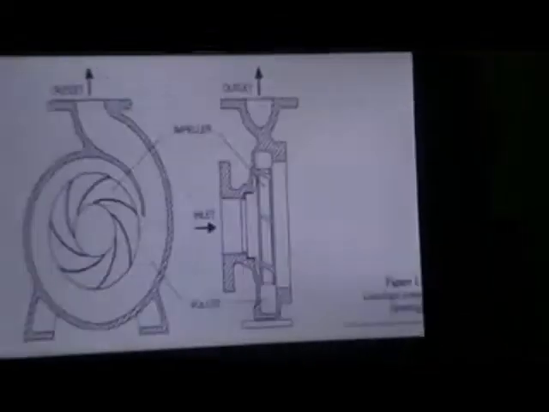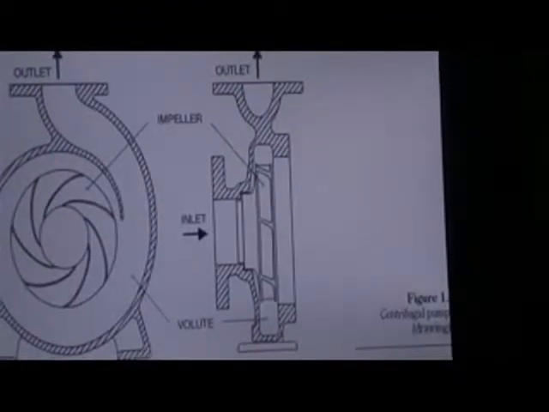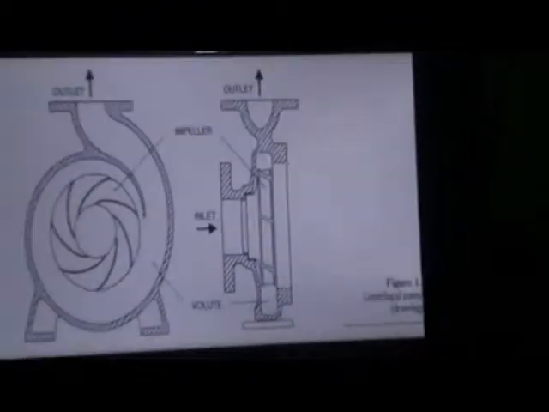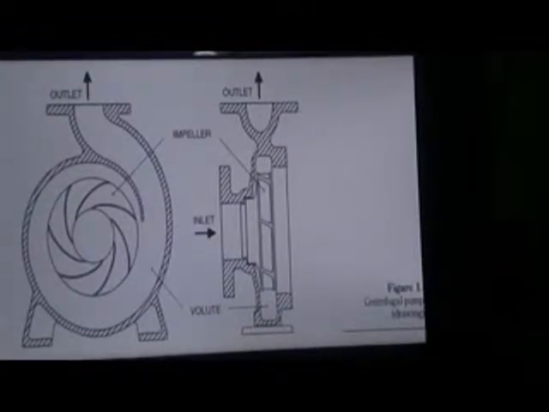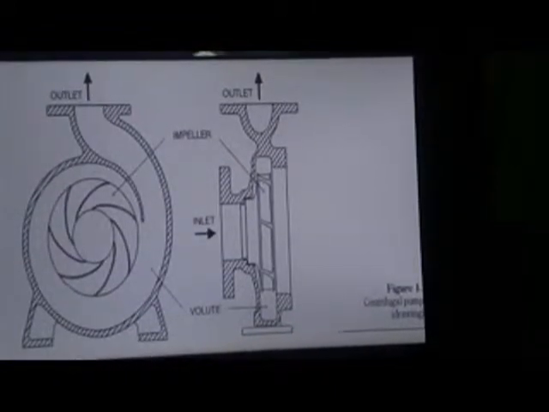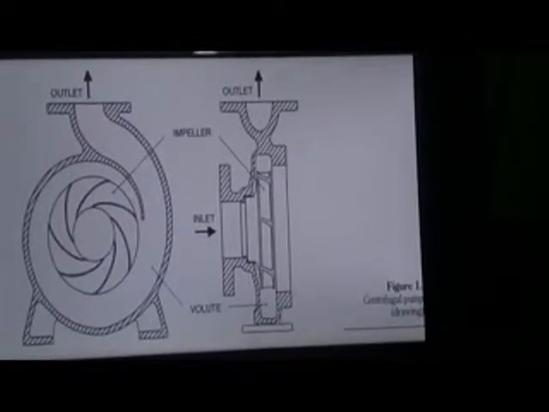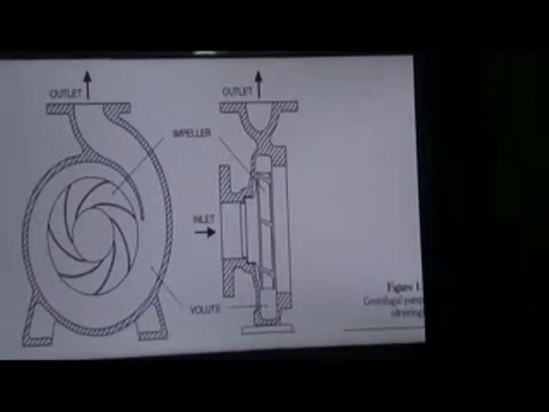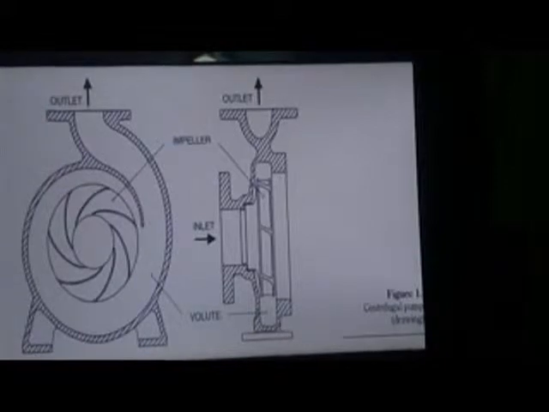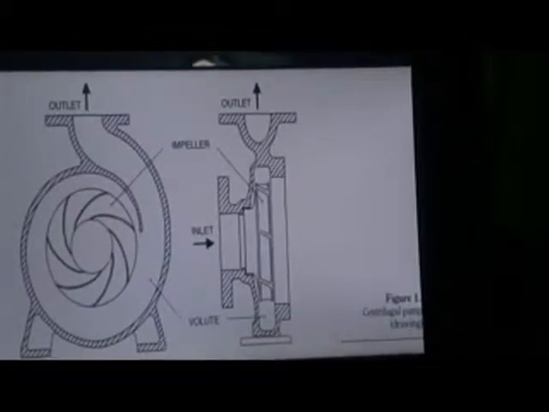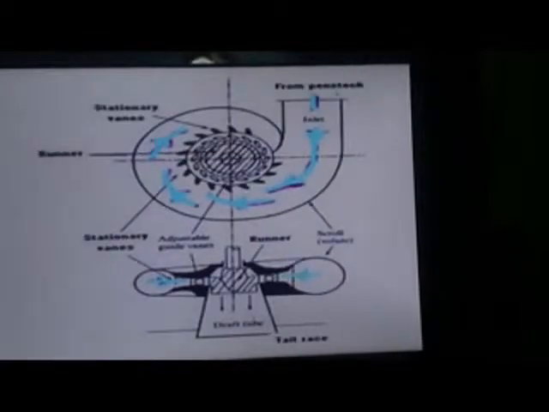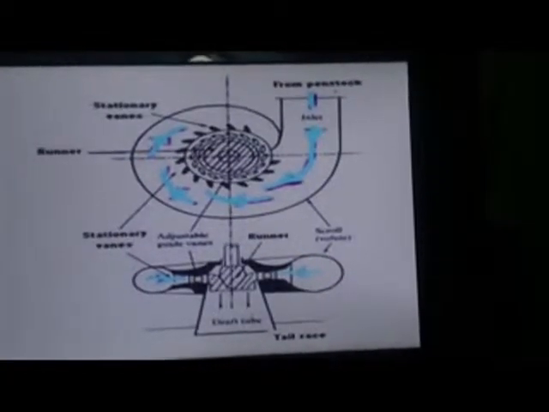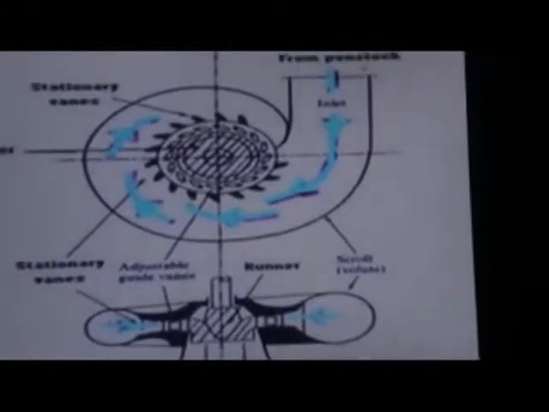Radial flow turbo machine: when the path of flow is wholly or mainly in a plane perpendicular to the axis of rotation, it is termed as radial flow turbo machine. Example, centrifugal pumps. Finally, mixed flow turbo machines: when the flow is partly axial and partly radial, the device is termed as mixed flow turbo machine. Example, Francis turbine.